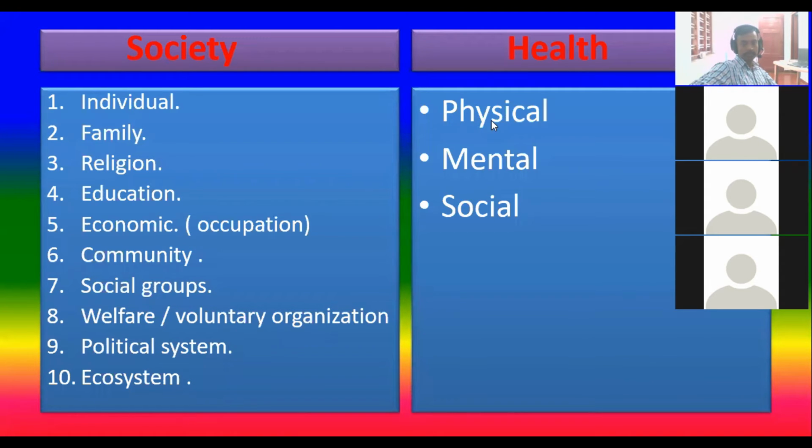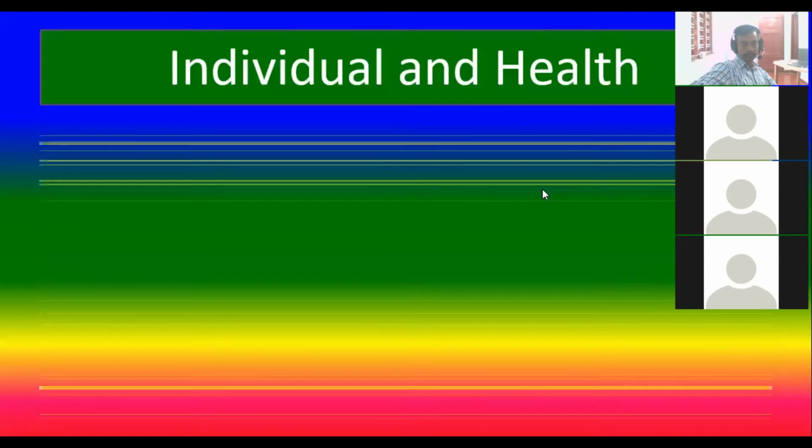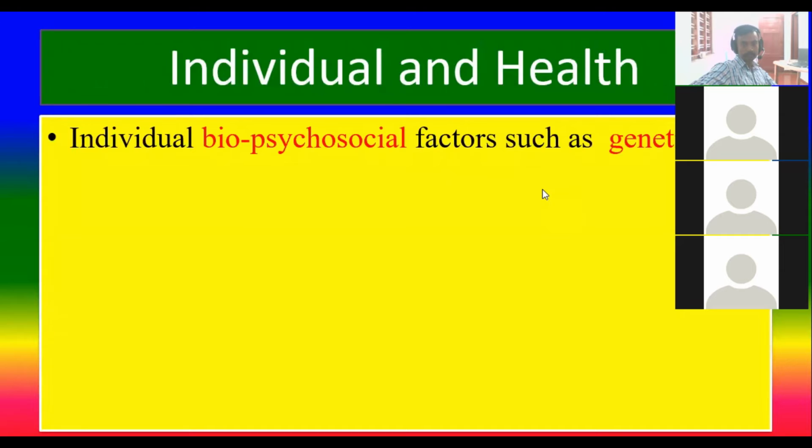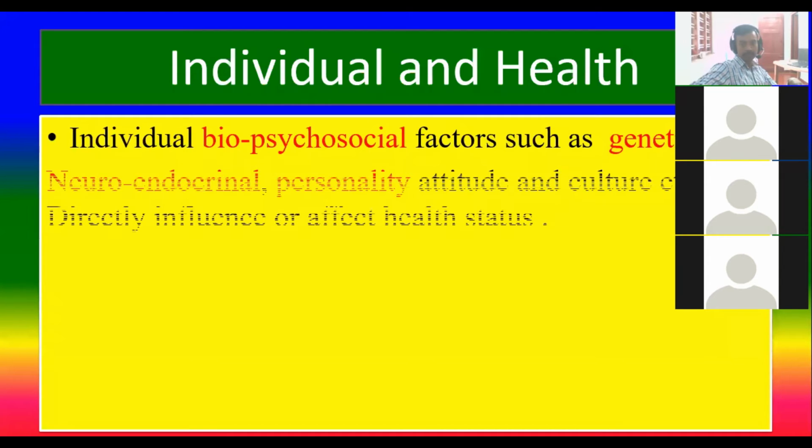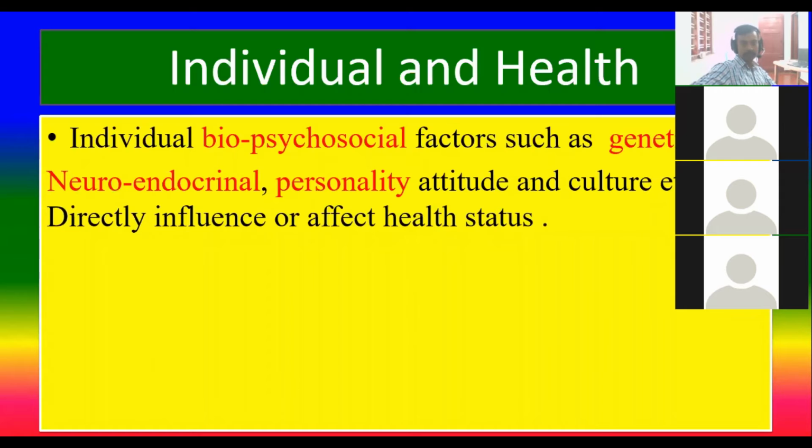For example, individual and health, family versus health. First, individual. Individual factors include bio, psycho, social factors. Biological factors mean genetic factors. Psychological features mean their personality, their perception. Then social factors: their beliefs, religion, values, occupation, their families. So these are the individual's own factors.